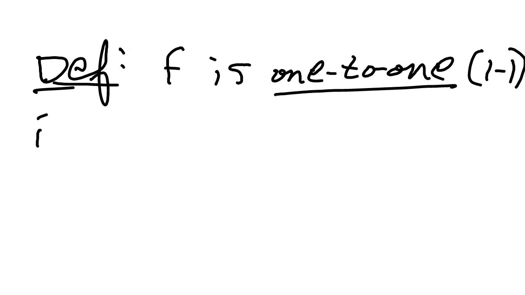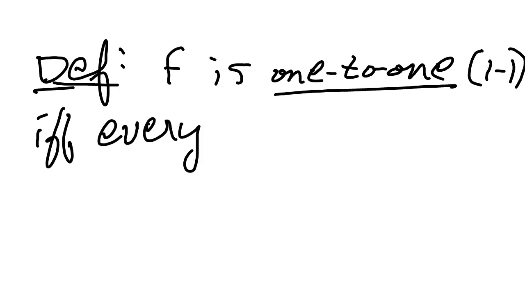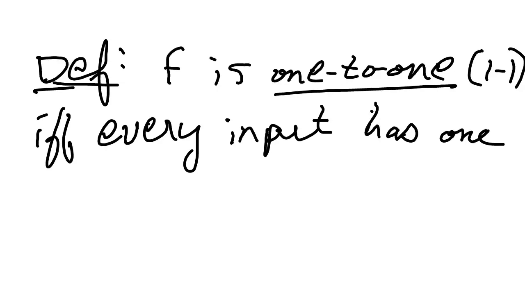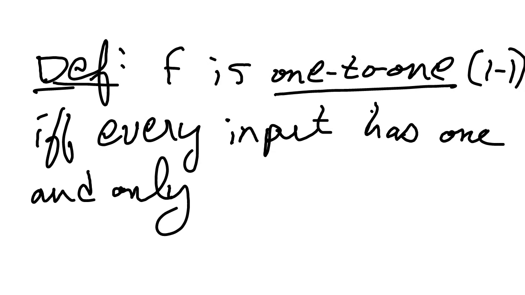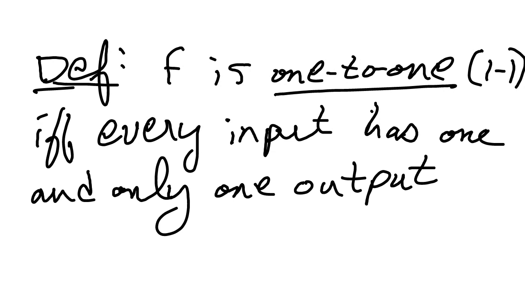So this is true if and only if every, I'm just gonna use slang here, every input has one and only one output. Has one and only one output. So that means for every x you put into the function, you're only hitting one height. But for every height, there would be only one x that hits it. So, and vice versa.